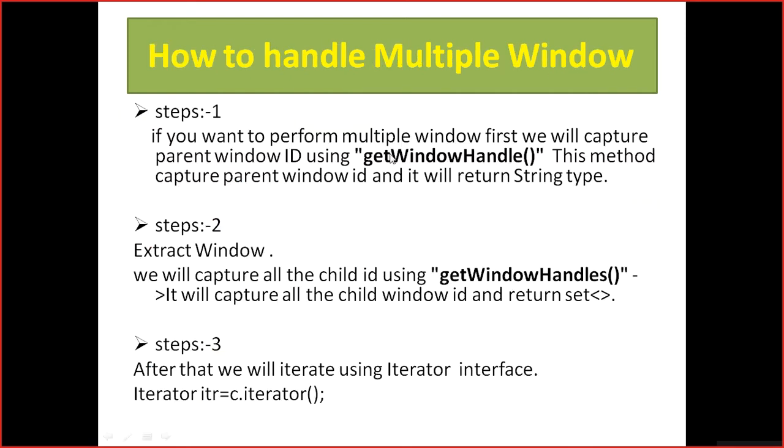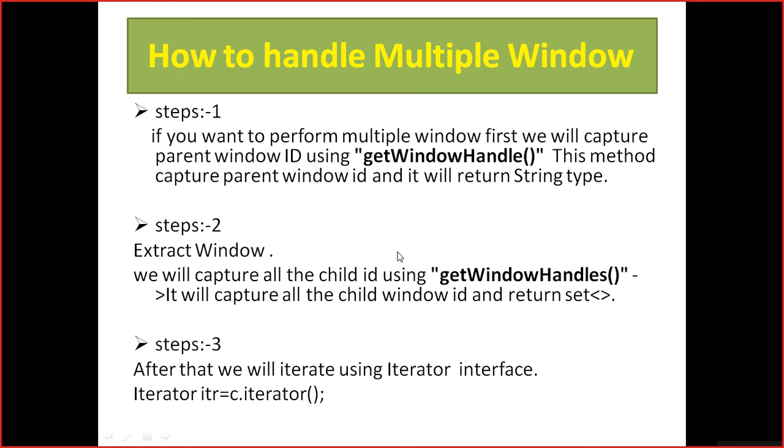So how to handle multiple window operation? Here in Selenium we have one method called getWindowHandle. What will happen by using this getWindowHandle? We will get the parent window ID. It is like a hash code. So if you want to perform multiple window handling, first we capture the parent window ID using the getWindowHandle method. This method returns a string type.